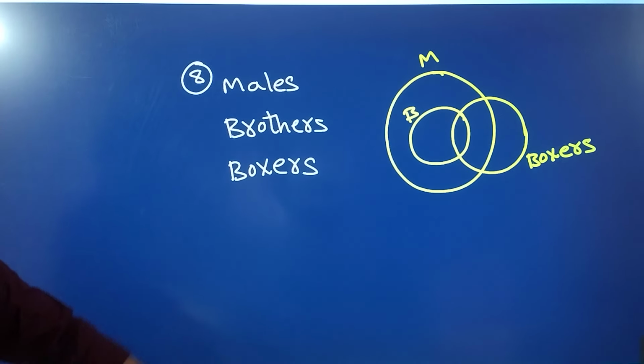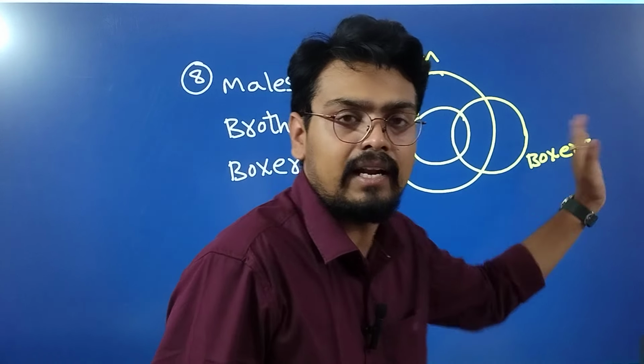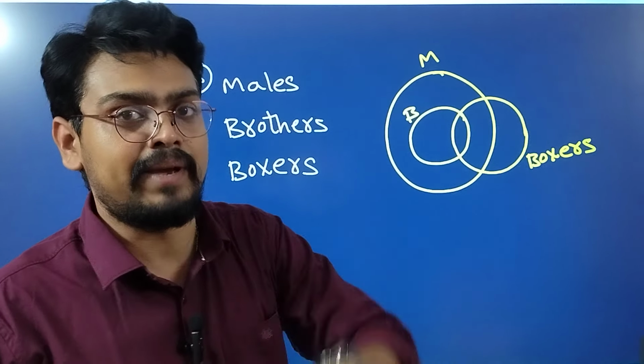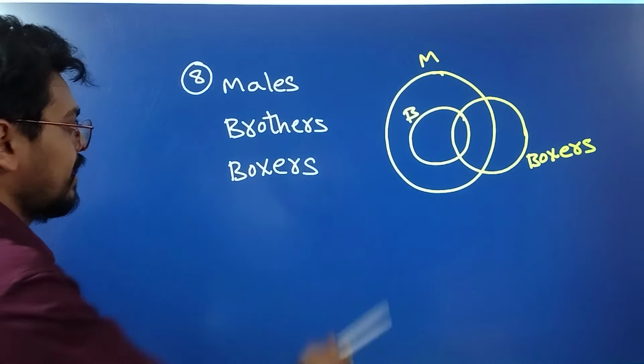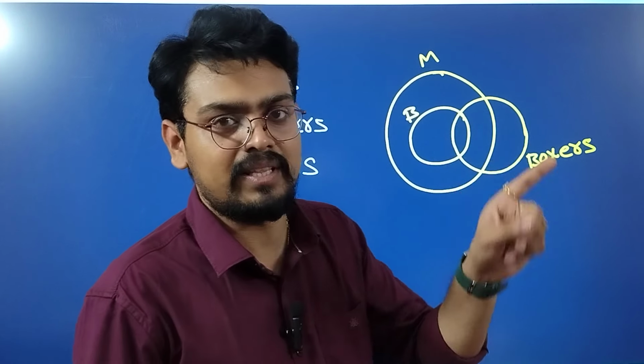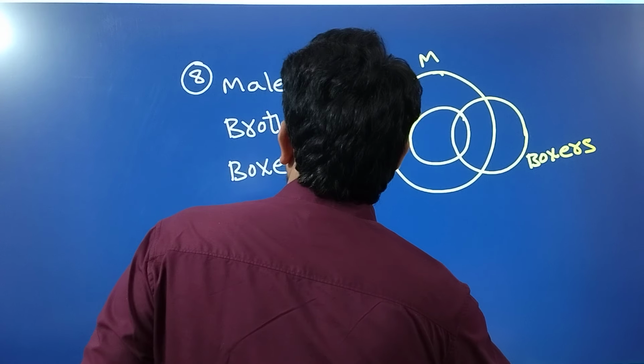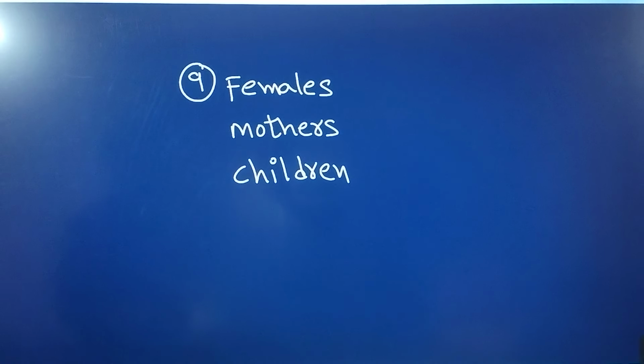Clear? See, why? Because I put this circle out of the entire diagram, because among boxers there may be females and males. So that's why. But brothers cannot be females, no? All the brothers come under males. That's why I put it under the male. Now, see the next question.